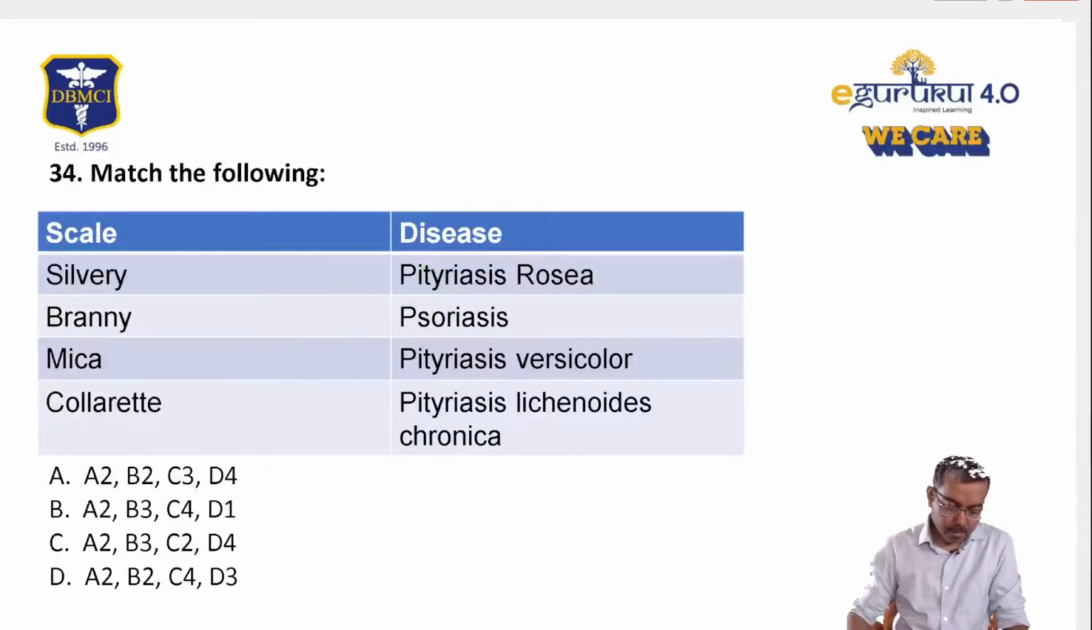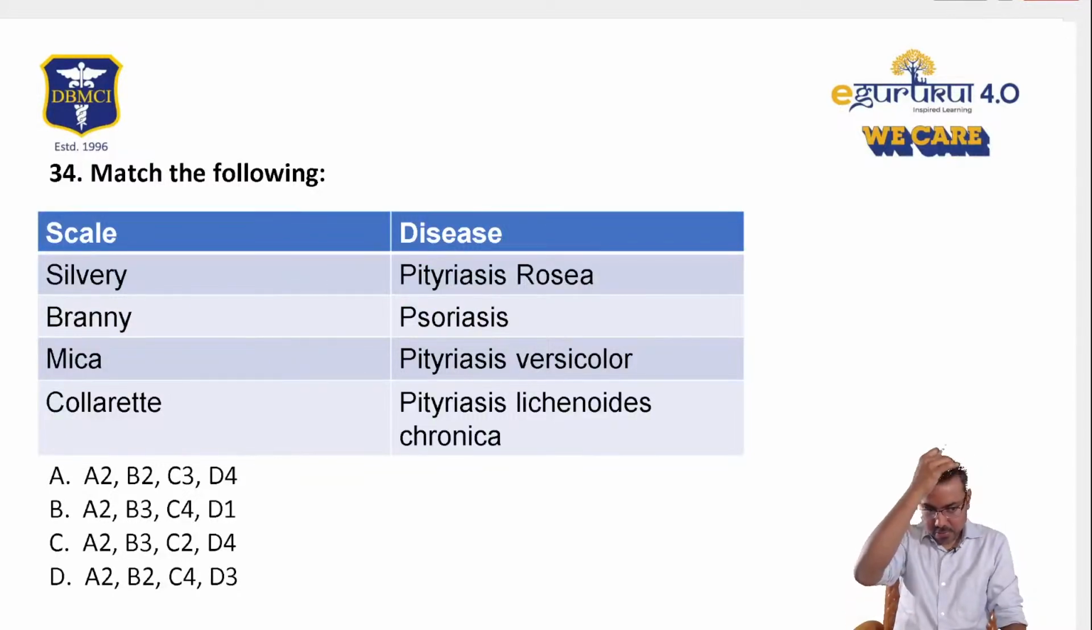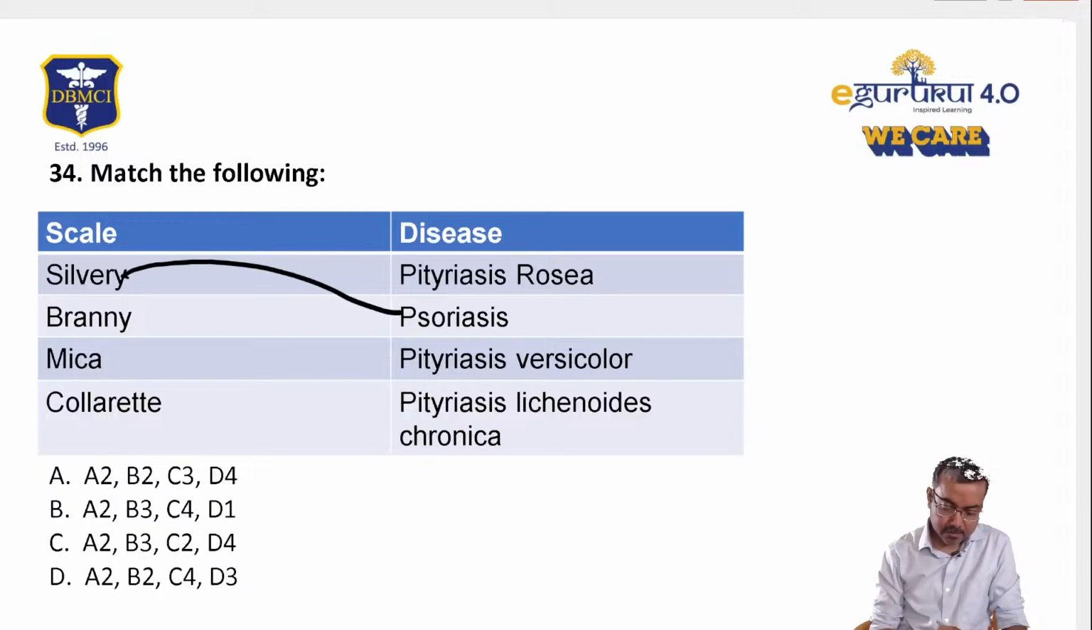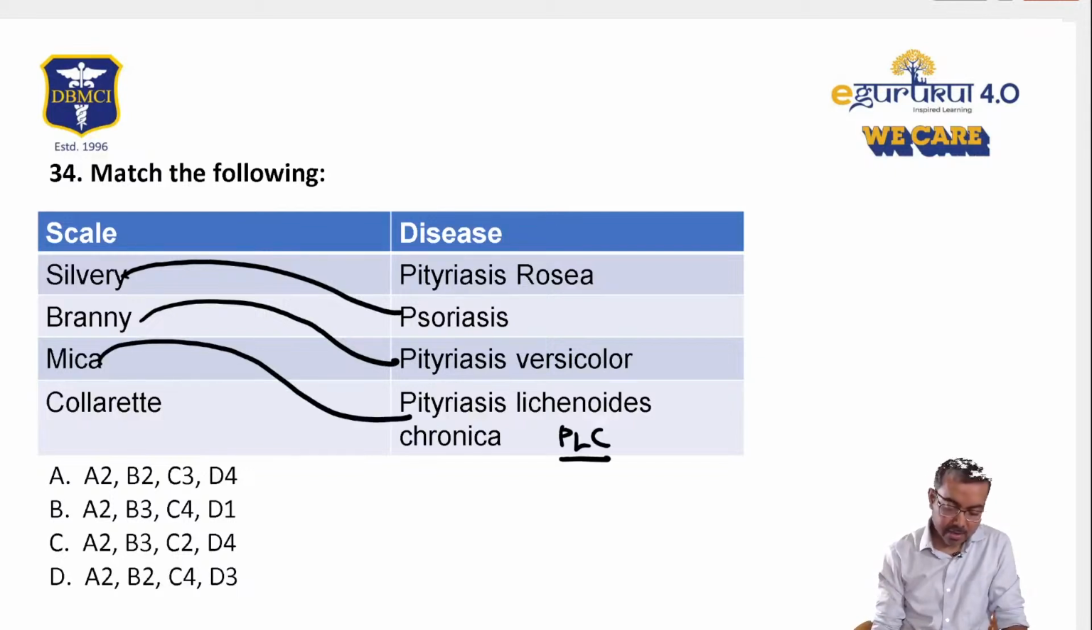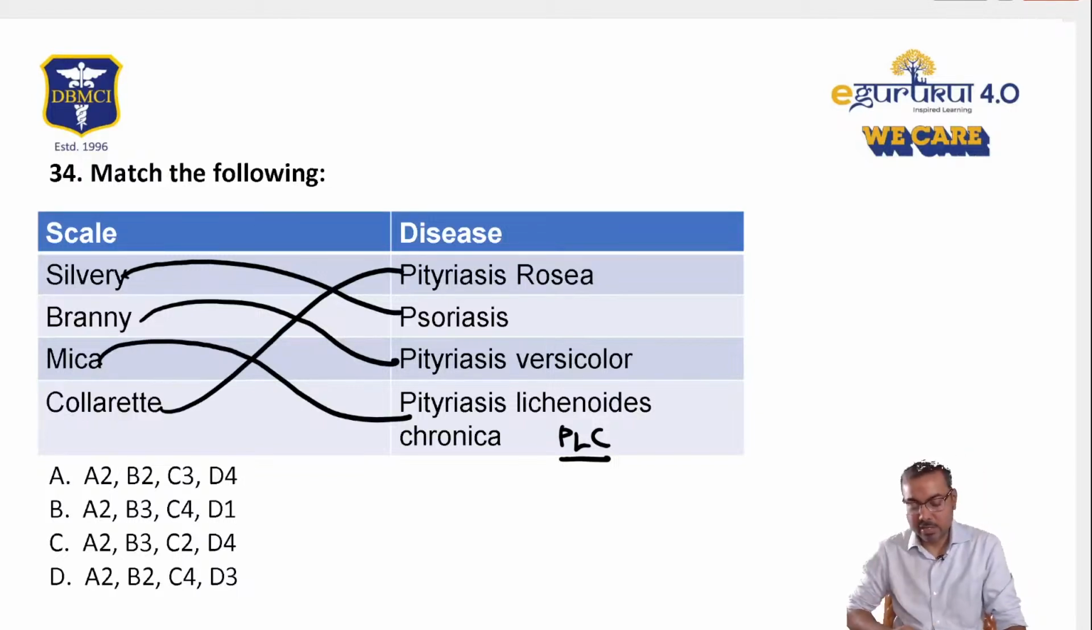All right. Match the following. Silvery scales in psoriasis. Bran-like scales, pityriasis versicolor. Mica-like scale is a condition called PLC. You have to mug up this. Mica-like and collarette scale, pityriasis rosea. Collarette scale, pityriasis rosea. Clear? Pityriasis rosea. So it's going to be the D one.